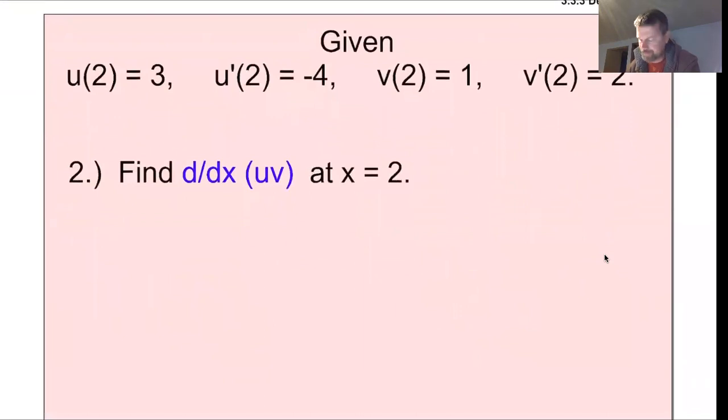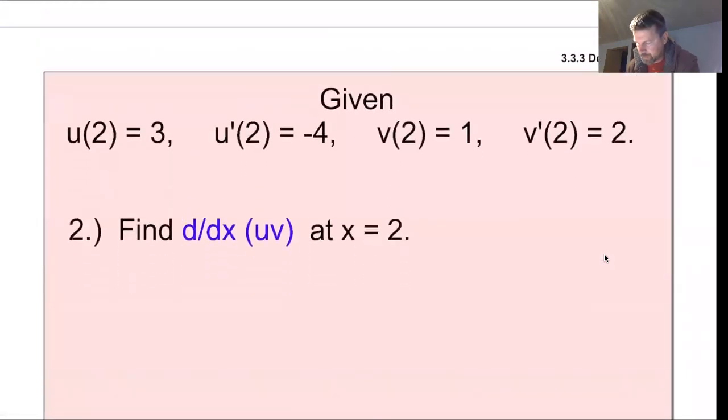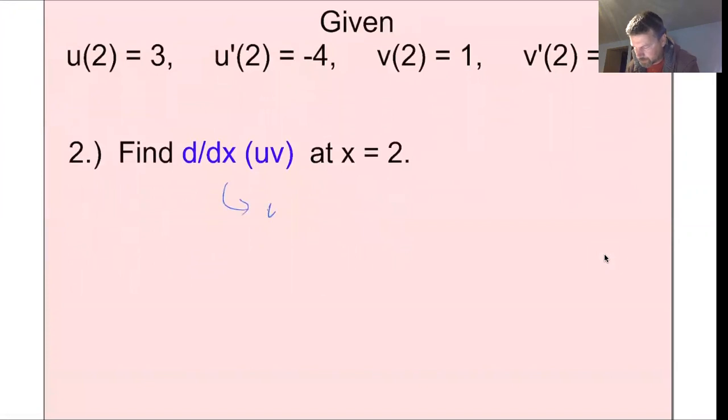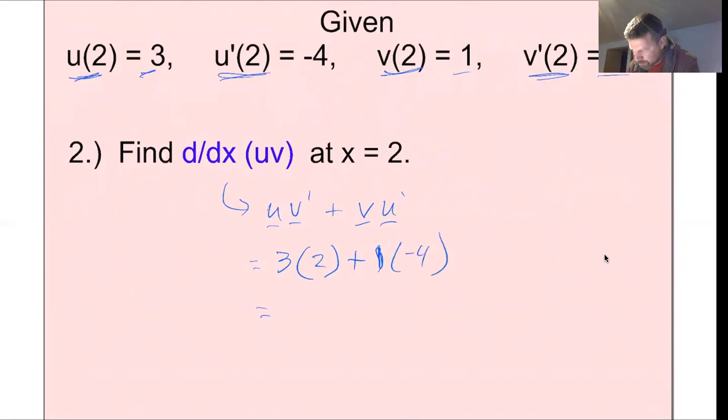Same thing for the product rule, right? I know the product rule is first times the derivative of the second plus second times the derivative of the first. So then just plug in your values. U at 2 is 3. V prime at 2 is 2. V at 2 is 1. And U prime at 2 is -4. So that'd be 6 minus 4, which is 2. All there is to it.